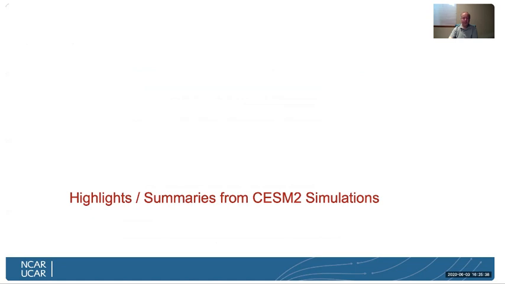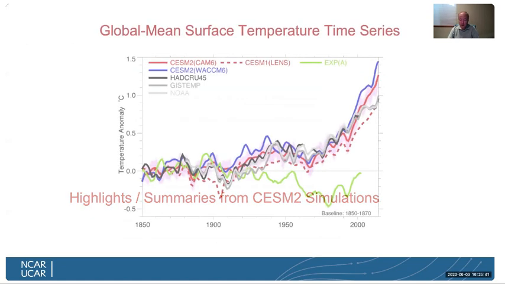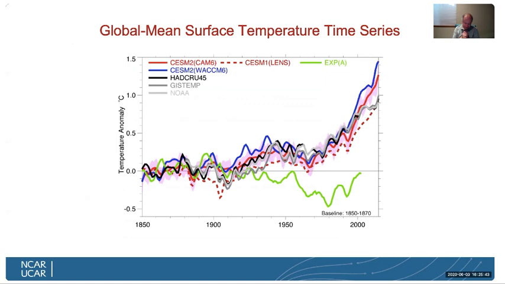Okay, just a few highlights. One of the challenging things with our new model was the representation of the surface air temperature time series during the 20th century. What is shown here is the temperature anomaly for the entire globe, from 1850 to the end of the CMIP period, the end of 2014.